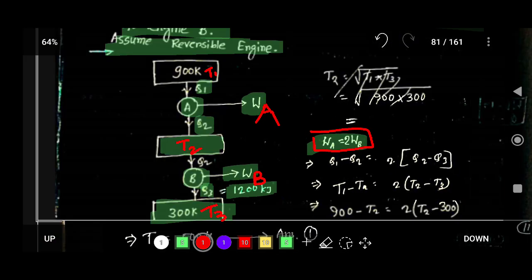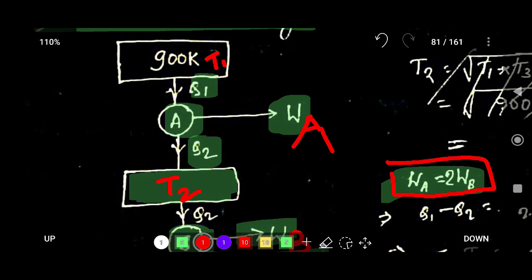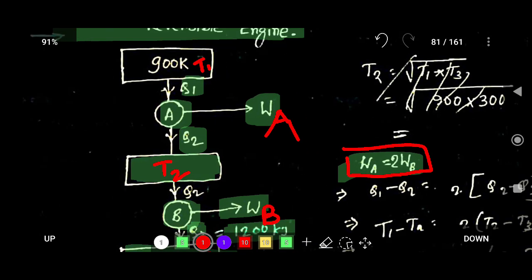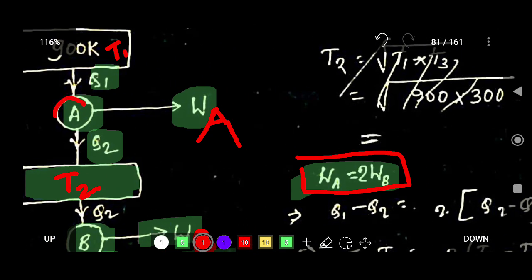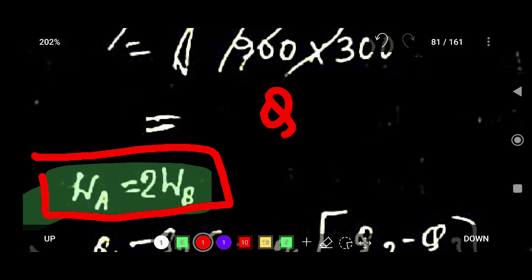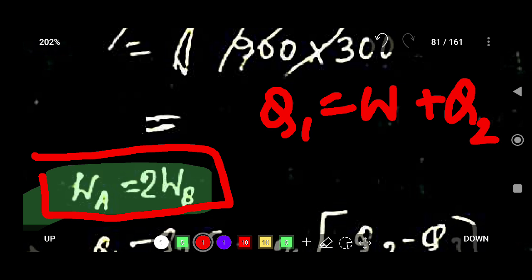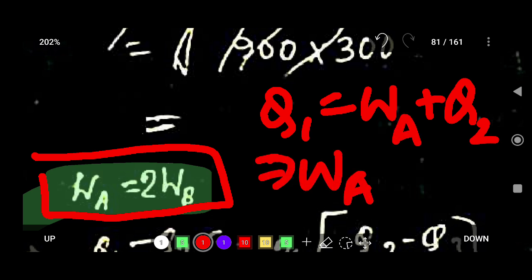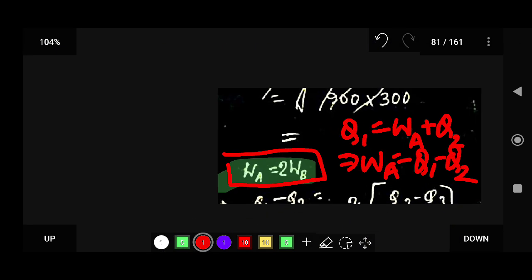So WA, from the first law of thermodynamics, Q1. If you consider this is our system, so Q1 heat is entering the system and Q2 is outgoing. So Q1 is equal to W plus Q2. From here WA is equal to Q1 minus Q2.